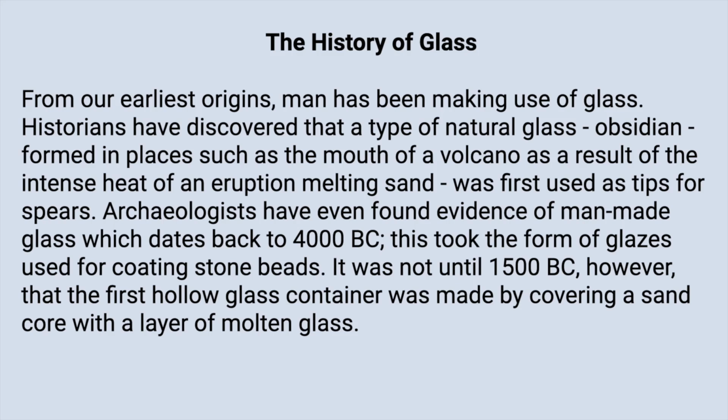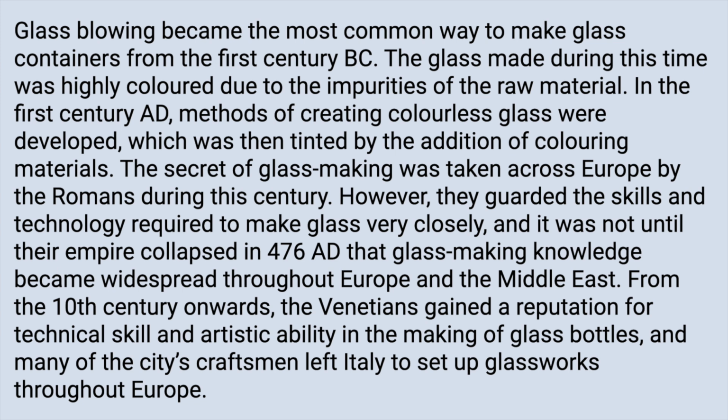It was not until 1500 BC, however, that the first hollow glass container was made by covering a sand core with a layer of molten glass. Glass blowing became the most common way to make glass containers from the 1st century BC. The glass made during this time was highly colored due to the impurities of the raw material. In the 1st century AD, methods of creating colorless glass were developed, which was then tinted by the addition of coloring materials. The secret of glassmaking was taken across Europe by the Romans during this century.